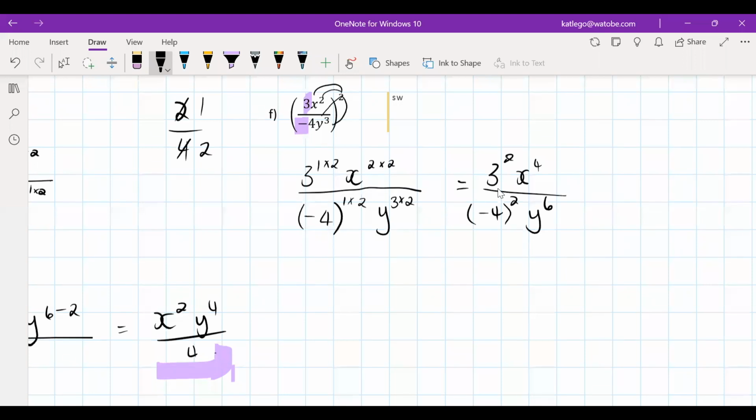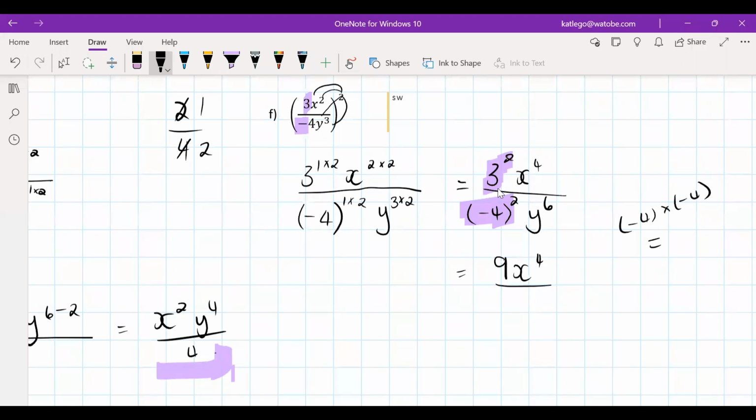Wonderful. Now we are not done, okay? We need to simplify because you can actually work these out. How much is 3 squared? 3 squared is 3 times 3, which is equal to 9. So in the top we have 9x to the power of 4. And then at the bottom, we're going to have negative 4 times 4, which is going to be negative 16.